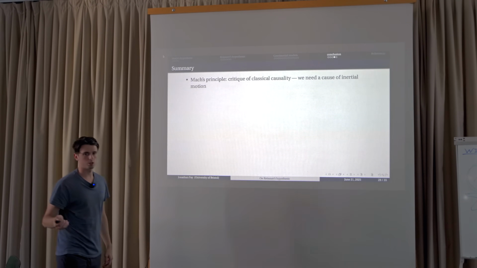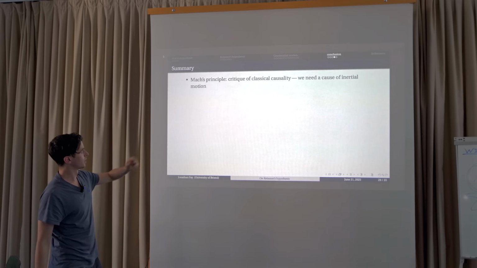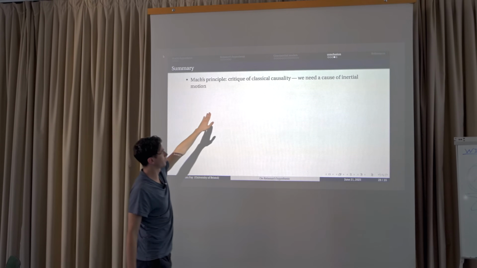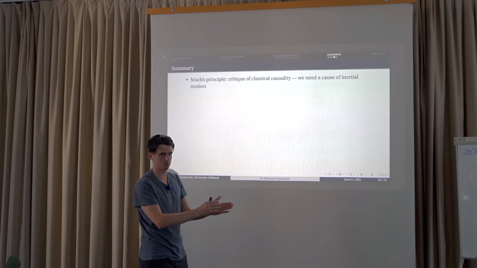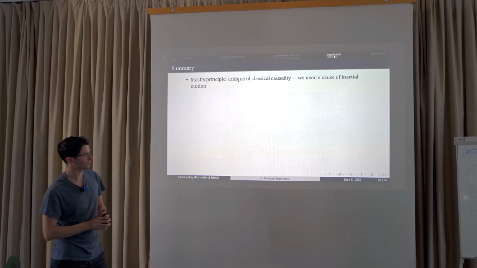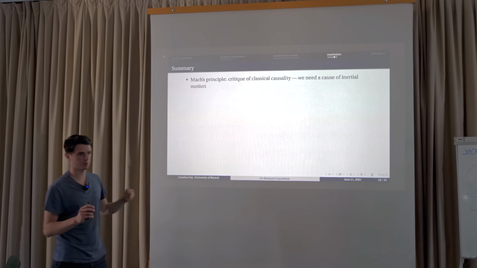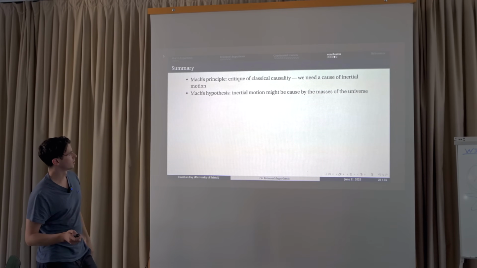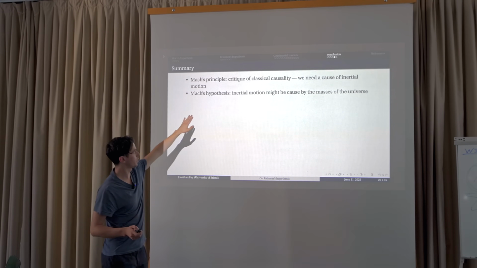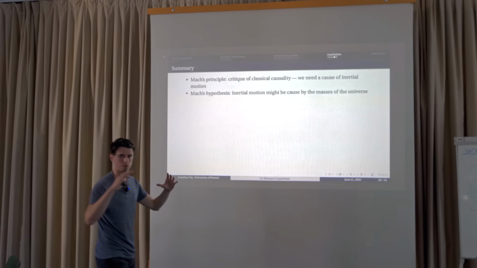So a summary of my talk. I started out with Mach's principle. I claim this is a critique of the classical notion of causality, where single causes are identified as the cause of single effects. And for Mach, we need a cause of inertial motion. So inertial motion is not motion in the absence of causes. Mach's hypothesis was that inertial motion might be caused by the masses of the universe, that they might condition the inertial frame.